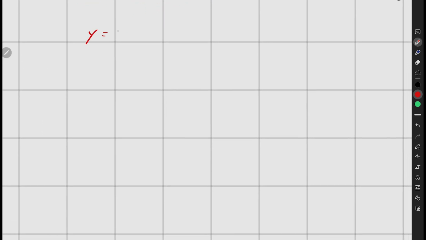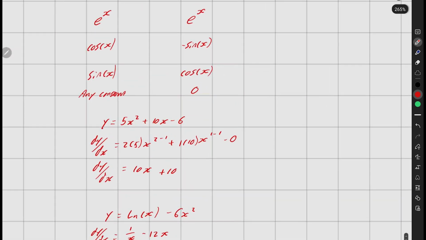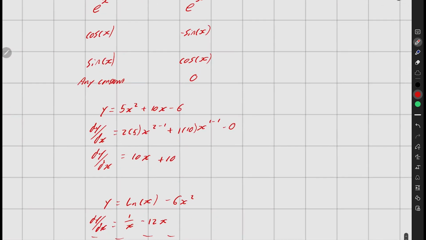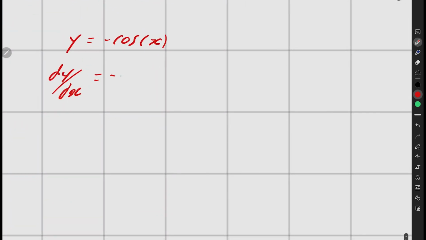Let's move on. We'll have y equals cos of x. Actually, let's have y equals the negative cos of x. Let's find its derivative. dy over dx equals, and from our table of derivatives, cos of x, its derivative is negative sine x. So we're going to have negative negative sine of x, which is just going to be equal to sine of x, because the negatives will cancel each other out.